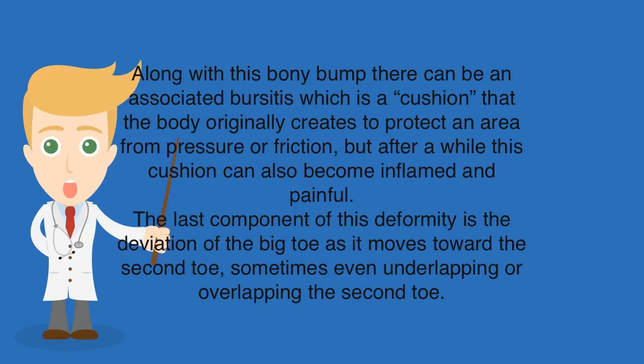Along with this bony bump there can be an associated bursitis, which is a cushion that the body originally creates to protect an area from pressure or friction, but after a while this cushion can also become inflamed and painful. The last component of this deformity is the deviation of the big toe as it moves toward the second toe, sometimes even underlapping or overlapping the second toe.